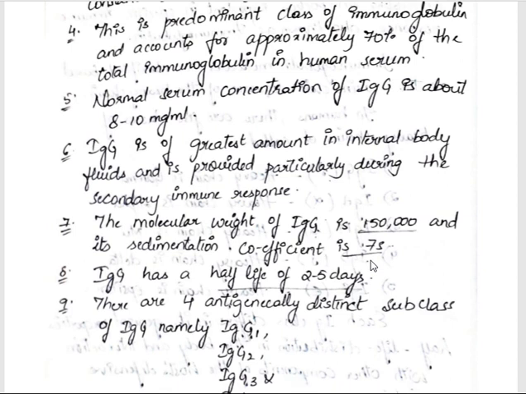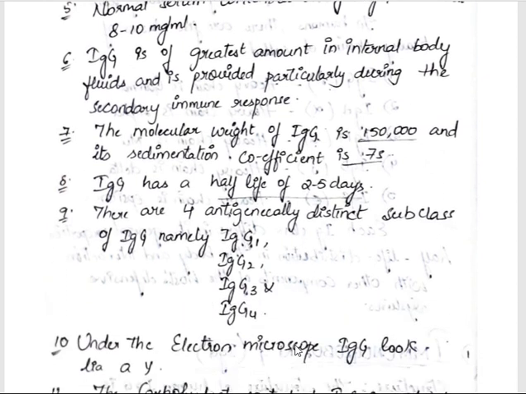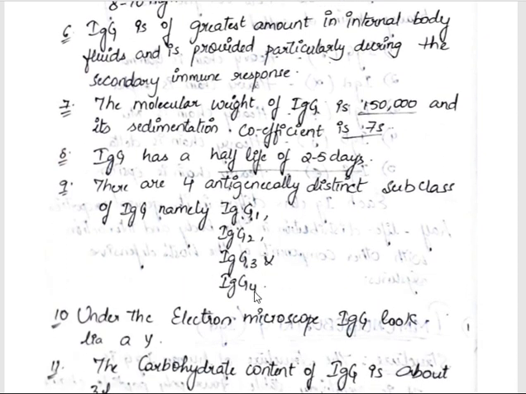So this is what you have to remember. Its half-life period is only 2 to 5 days. And there are 4 antigenically distinct subclasses of IgG, namely IgG1, IgG2, IgG3 and IgG4. Okay, so these are the subclasses of IgG. Under the electron microscope, IgG looked like a Y-shaped one. So that's what we have seen there.